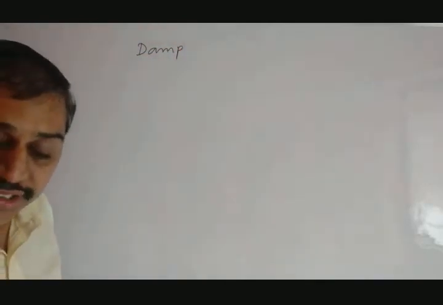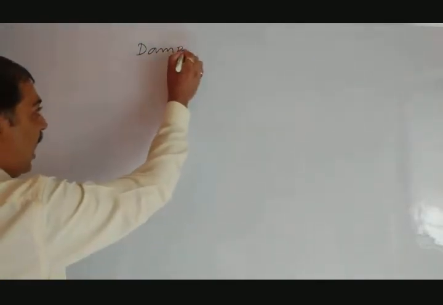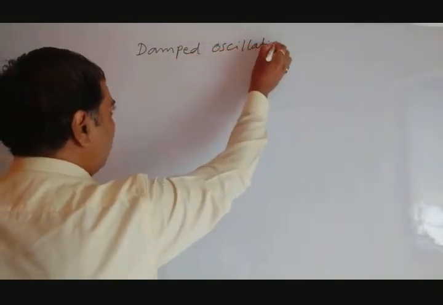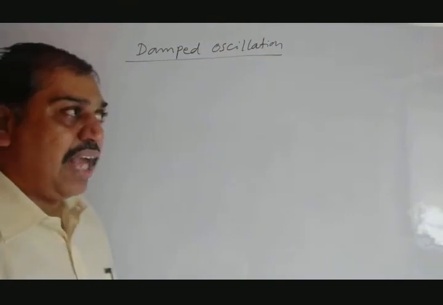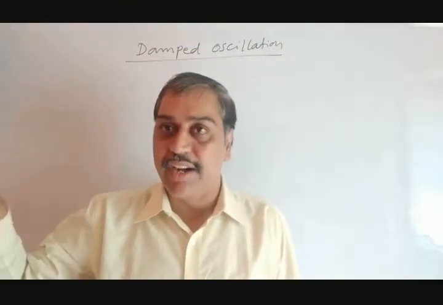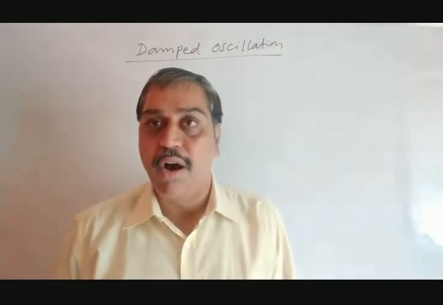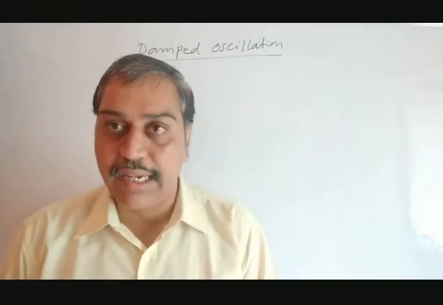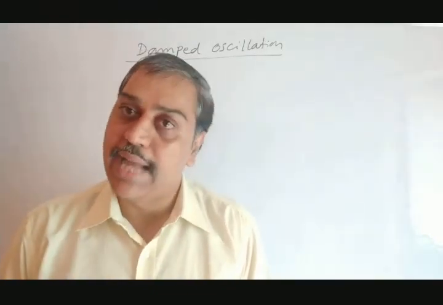Damped oscillations: an oscillator is said to be a damped oscillator. So what exactly does damped oscillation mean? As time increases, the amplitude of the wave decreases continuously, and that is said to be oscillation with a decreasing amplitude. Oscillation with a decreasing amplitude is said to be damped oscillation.